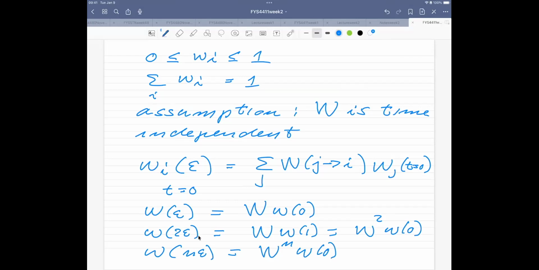Now, after the break, we are going to look at what this means practically for us and why this process is going to converge to the state which has the largest eigenvalue. And the largest eigenvalue is equal to 1.